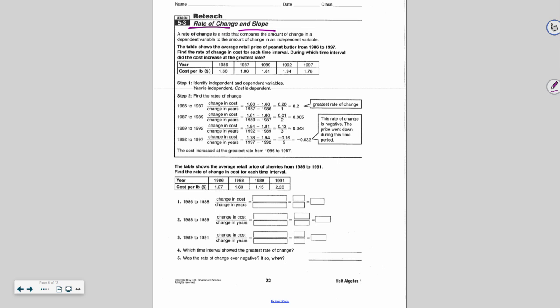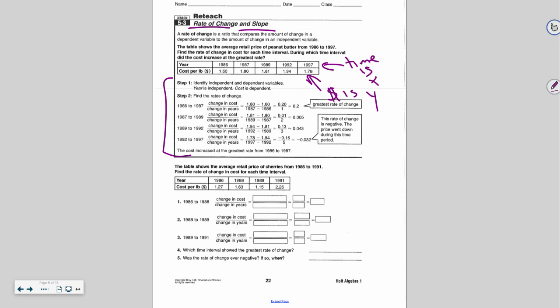So there's an example here where you take your time and you find out the change in years, and then on top it's how did the cost change. So if you're thinking about it, the time is always X and the price is Y. So to find the rate of change for any given time period, you find the change in the cost, and then you find the change in the years and you divide them.